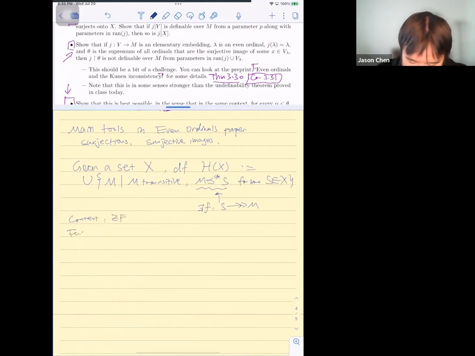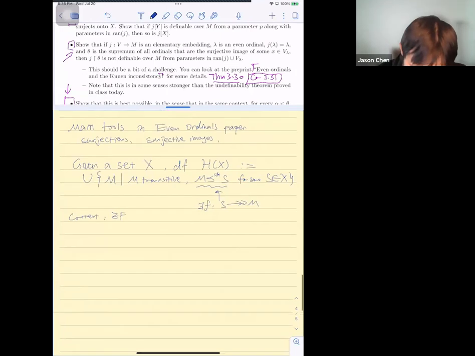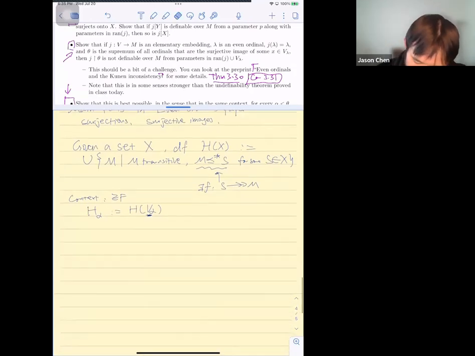Now a fact that you can prove in ZFC is, okay, I haven't finished defining. Let me define one more thing first. Now H sub alpha is equal to curly H of V alpha. Right, so it's a union of all transitive sets that could be mapped onto surjectively by something in V alpha. Let me write this curly H.